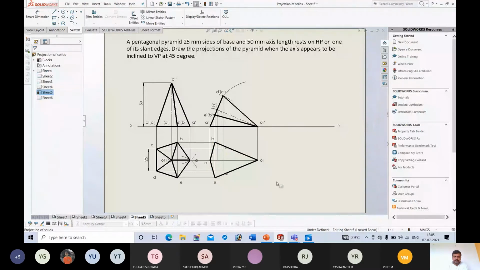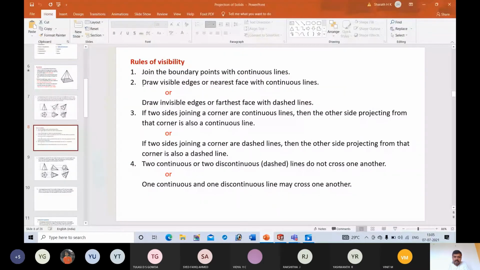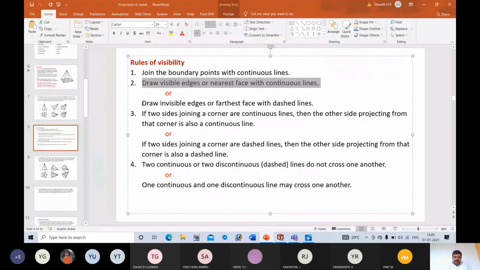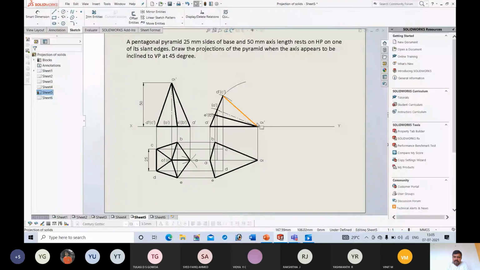Next, we should look into the second rule of visibility. Draw visible edges or the nearest face with continuous lines. Draw invisible edges or the farthest face with dashed lines. Now this is the position of the observer. This is the apex and this is the base. The observer is looking from the top in the top view. Which is nearer to the observer, the base or the apex? The base. If the base is nearer to the observer, then the base will become visible, which means all base edges will be represented with continuous lines.